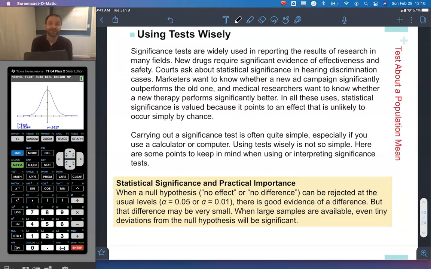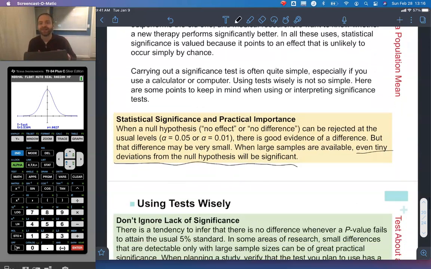Statistical significance and practical importance: when a null hypothesis of no effect or no difference for a comparative can be rejected at the 0.05 or even the 0.01 significance level, there's good evidence of a difference. But that difference may be very small, and so you actually have to look at that. So remember, besides significance tests, you also have confidence intervals you can take a look at. Do also be aware, when large samples are available, even tiny deviations from the null hypothesis can be significant. So when you have a large sample there, even tiny deviations can be significant.